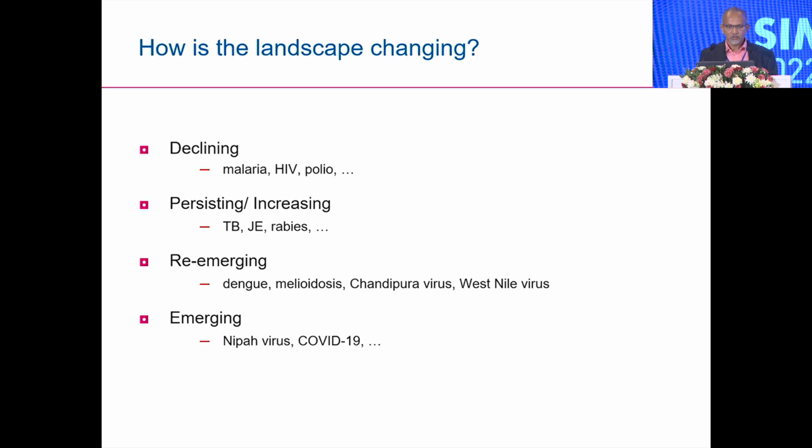How is it changing? Some illnesses are declining: malaria, what we saw, HIV, polio, things like that. But there are certain things like TB and Japanese encephalitis, and rabies, don't forget, is a CNS infection, which are just not going away and probably getting worse. But perhaps the more important thing is that some diseases like dengue, melioidosis we just heard about, Chandipura virus in India and Bangladesh, and West Nile virus are re-emerging in a big way. And there may be new infections that are coming in. COVID is a case in point, and the Nipah virus encephalitis, which is in Southeast Asia.